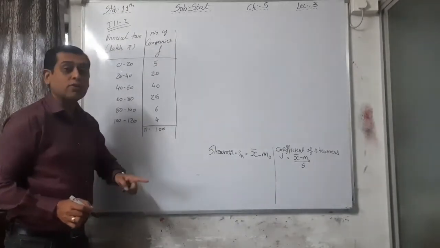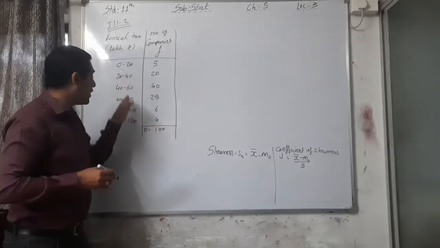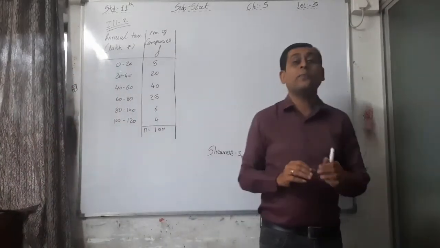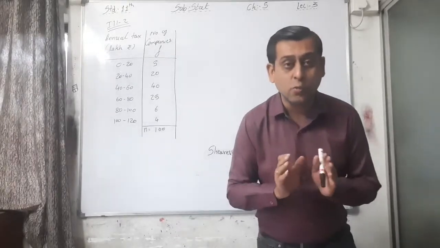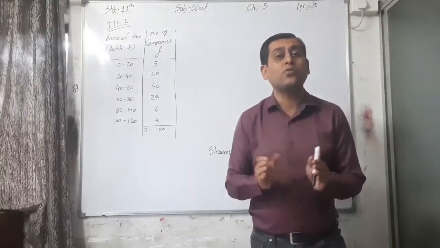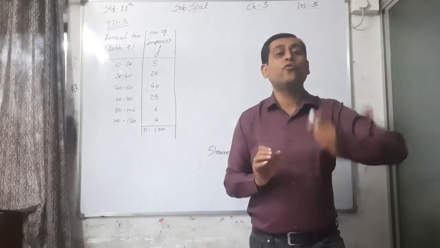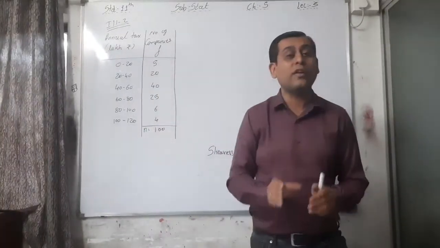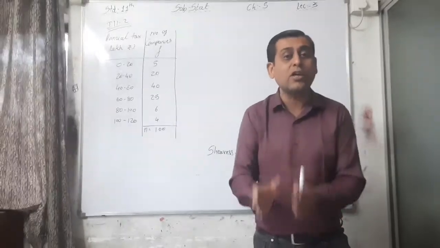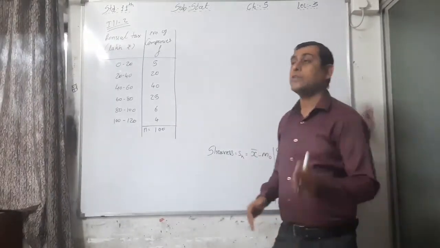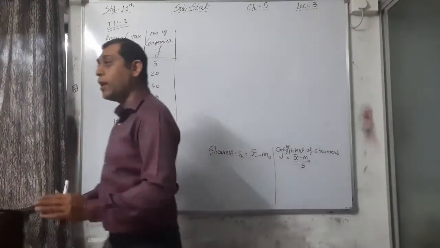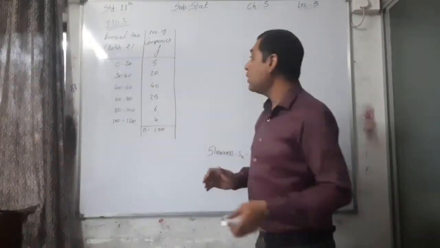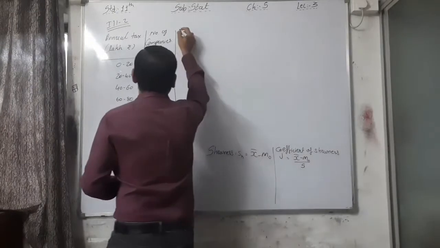For X bar, first of all, see here it's continuous group data. In the revision I told you that whenever the continuous group data is there and you have to find the mean, you first have to find the mid value. Here X is not given, just the class is given. From the class you first find the mid value and then you can find the mean. So I am finding the mid value first.